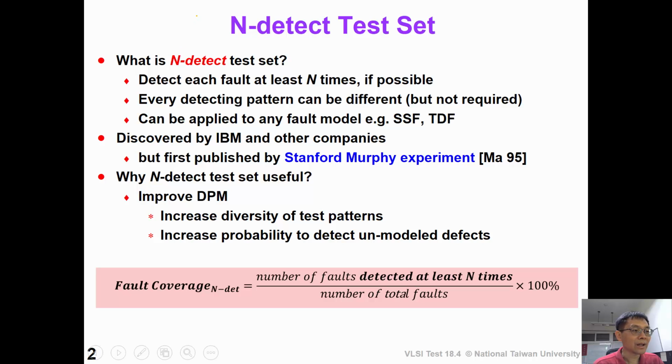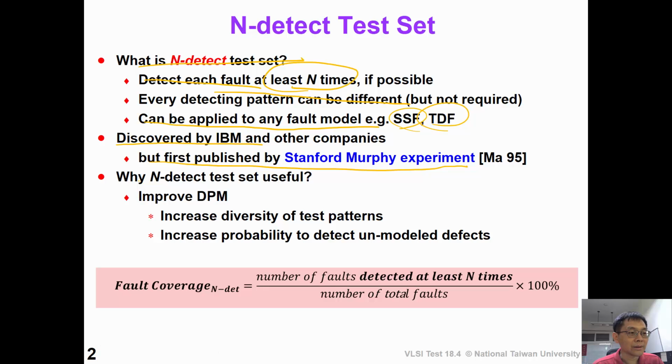So, what is the concept of N-detect test set? An N-detect test set detects each fault at least n times, and every detecting pattern can be different, but it is not a required condition. This concept can be applied to any fault model such as single stuck-at fault or transition delay fault. The effectiveness of N-detect test set was first discovered by IBM but first published by Stanford in the Murphy experiment in 1995.